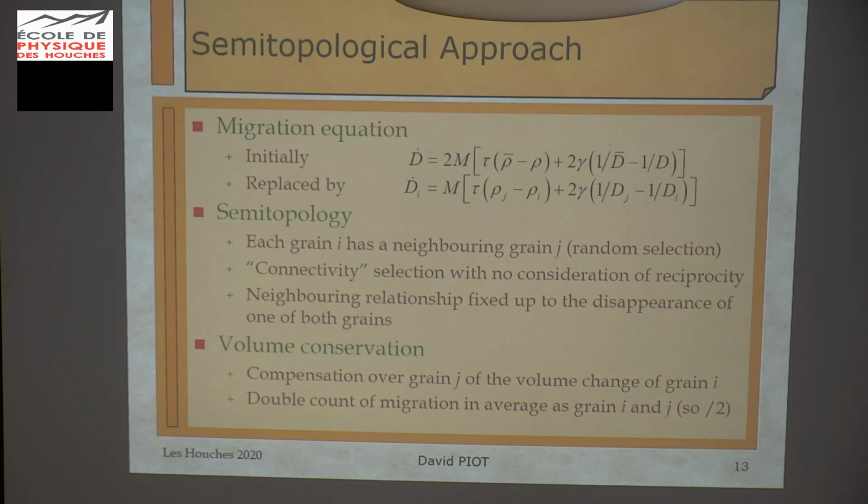And for the volume conservation, there is just a compensation over the grain J when the grain I is changing. So it's quite simple because we have the volume changed by this. In this way, we have a double count of migration in the average, as we consider a grain as a grain I or a grain J, so we have to divide by 2, so we don't have 2 here.